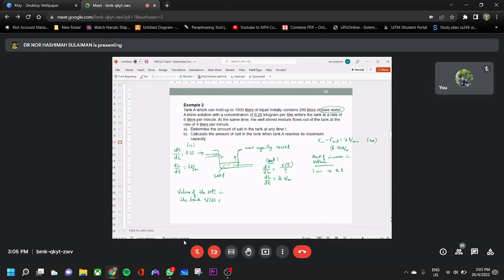Okay. We were talking about T minute kan? So kalau T minute? T liter. Ya ke T liter? Tak tahu. 1 minit 2 liter. Kalau 2 minit berapa liter? 2 kali 2 lah kan. 4 liter. Betul tak? Okey, ya.